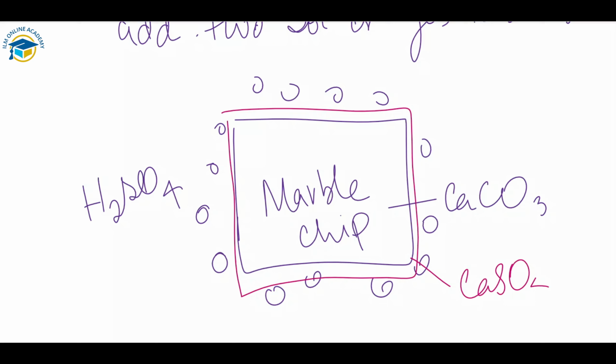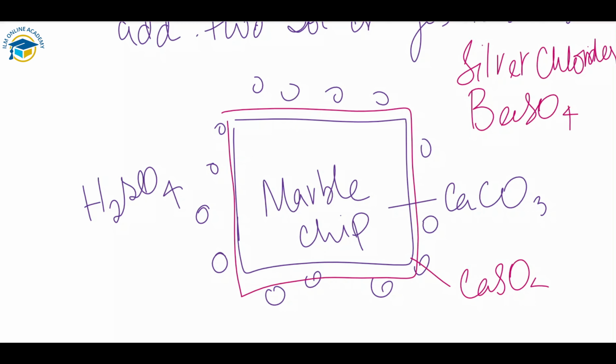More examples are silver chloride. Silver chloride is also insoluble. We have read about the solubility rules, which tell us which salts are soluble and which are insoluble. Almost all the chloride salts are soluble except silver chloride and lead chloride. And also we have barium sulfate. Barium sulfate is also an insoluble salt. Such salts cannot be made by crystallization methods, by titration methods, or by the reaction of an acid with a solid metal. So they are generally made by ionic precipitation.